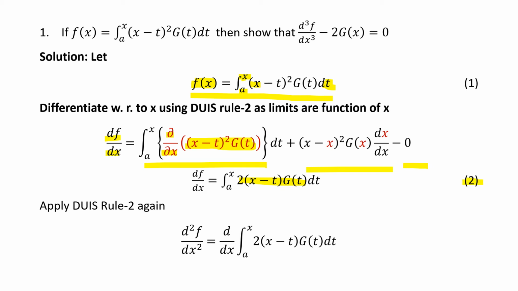Okay, but if we check the given question, we need to find d cube f by dx cube. So one more time we have to apply DUIS rule 2, because x is still an upper limit and it is in the function also. Okay, so one more time we will apply DUIS rule 2. So we will get d2f by dx square. So d2f by dx square is d by dx of the integral from a to x of 2 into (x minus t) g of t dt.